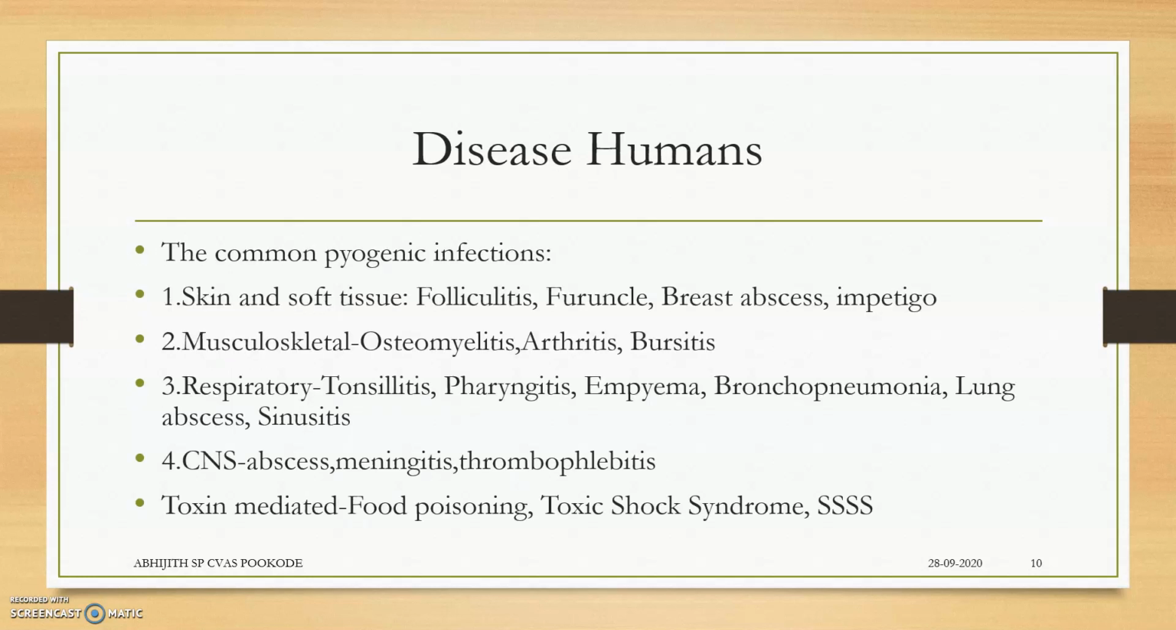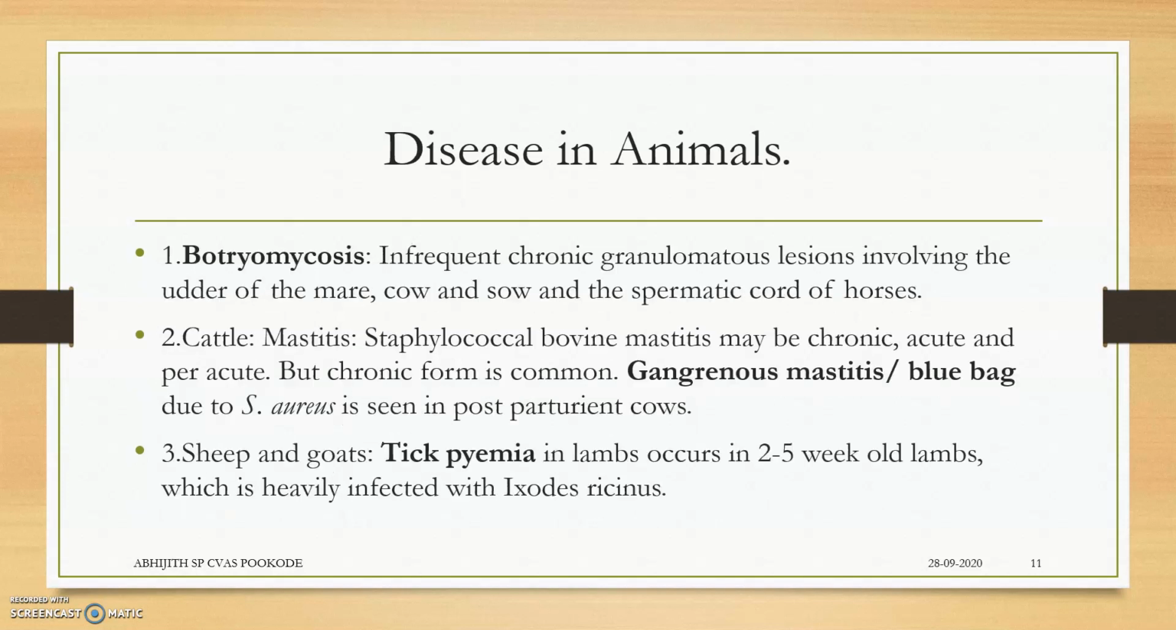So disease in humans, actually, the common pyogenic infection is in skin and soft tissues. They will produce musculoskeletal osteomyelitis, respiratory tonsillitis, pharyngitis, and in CNS they produce abscess. Also, they produce toxins. We'll be dealing with the toxins in a different video. And these toxins produce food poisoning, toxic shock syndrome, then Staphylococcal scalded skin syndrome or Ritter's disease.